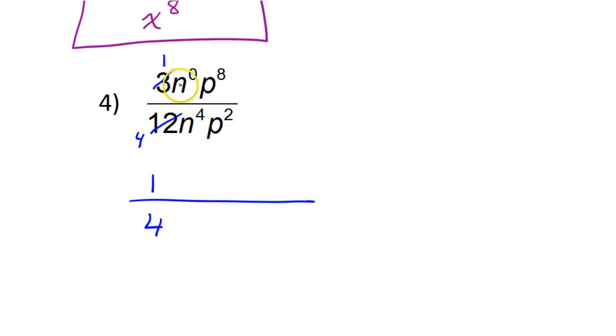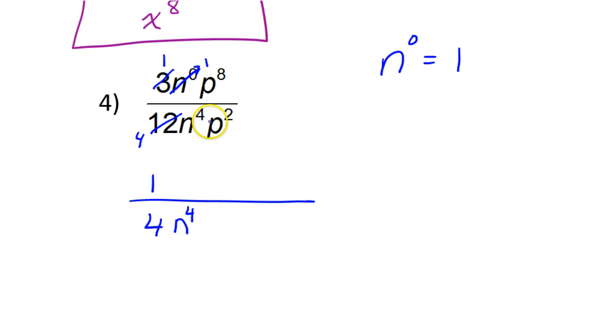Now n to the 0 power. Anything to the 0 power is equal to 1. So this whole thing is just equal to 1. So I really don't need to write anything down for that, because 1 times 1 is just 1. So n to the 4th power is just going to stay in the denominator unchanged.